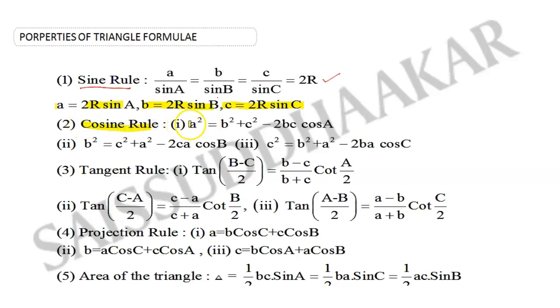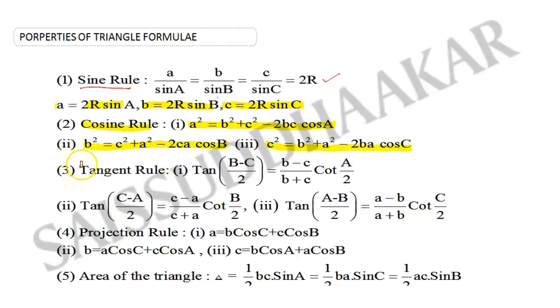Next, the second formula is the cosine rule formula. In the cosine rule formula we have three. The first formula is a square is equal to b square plus c square minus 2bc cos A. The second formula is b square is equal to c square plus a square minus 2ca cos B. The third formula is c square is equal to a square plus b square minus 2ab cos C.